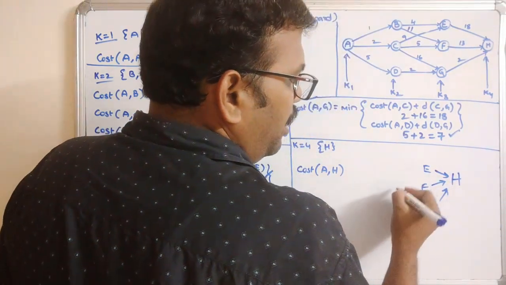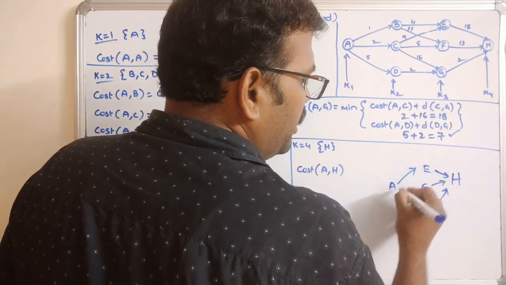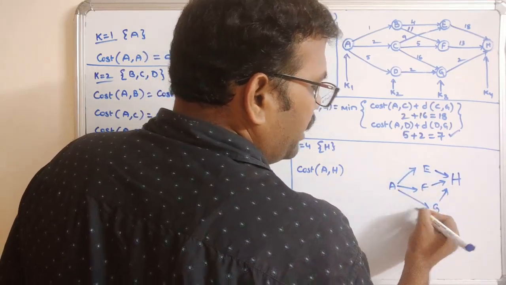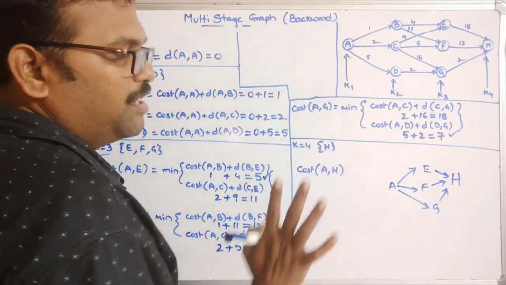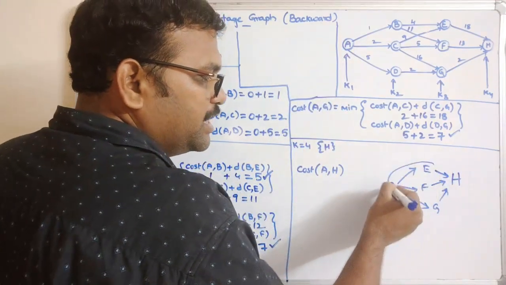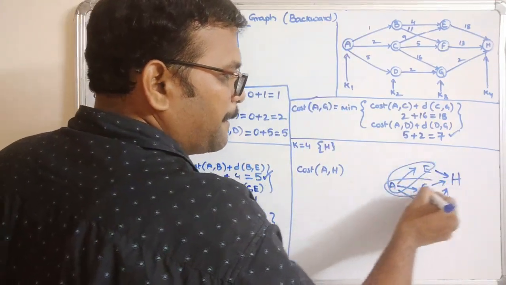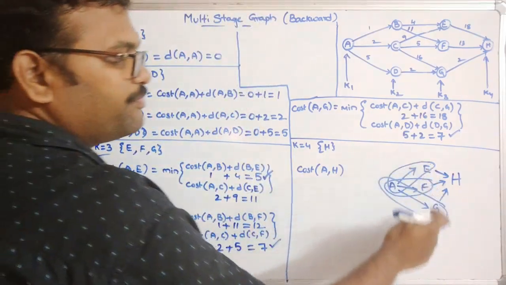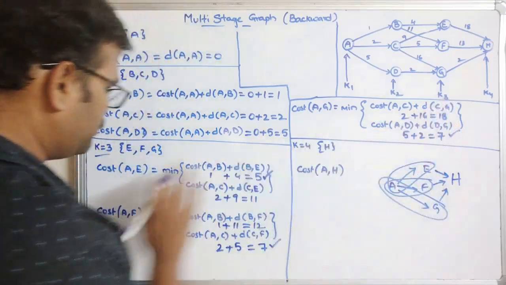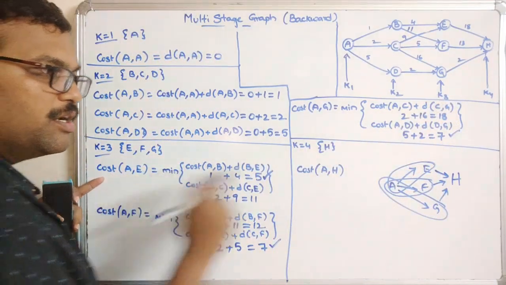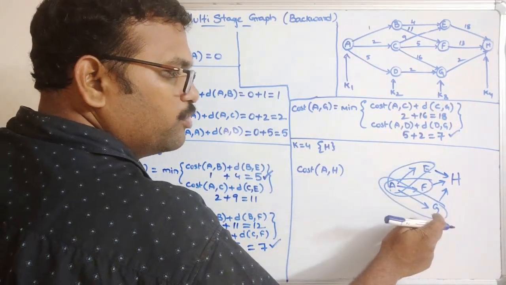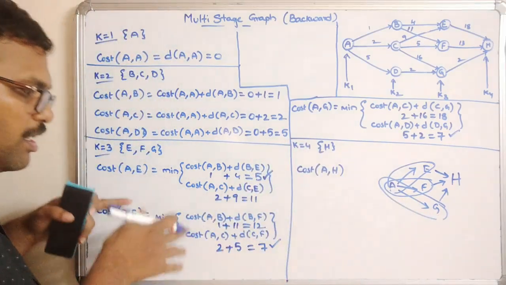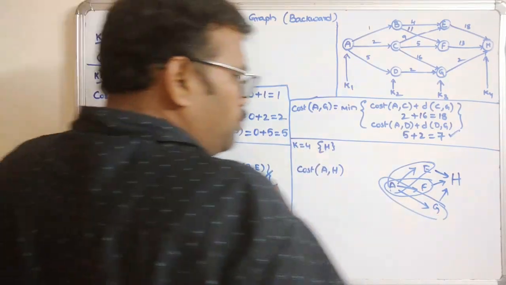So through E, what is the cost between A to E, A to F and A to G? Because the source is A itself, right? So these we have already computed in our previous stage, because E, F, G are all in stage 3. So here we have computed the cost from A to E, A to F and A to G. So we have to use the already computed solution.